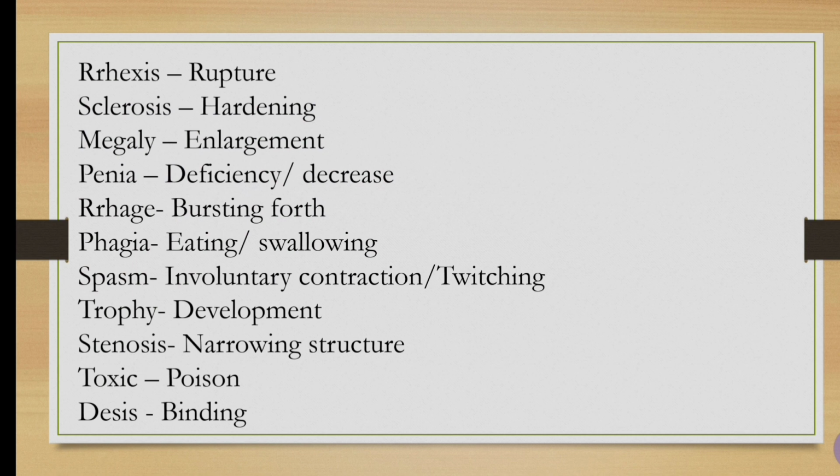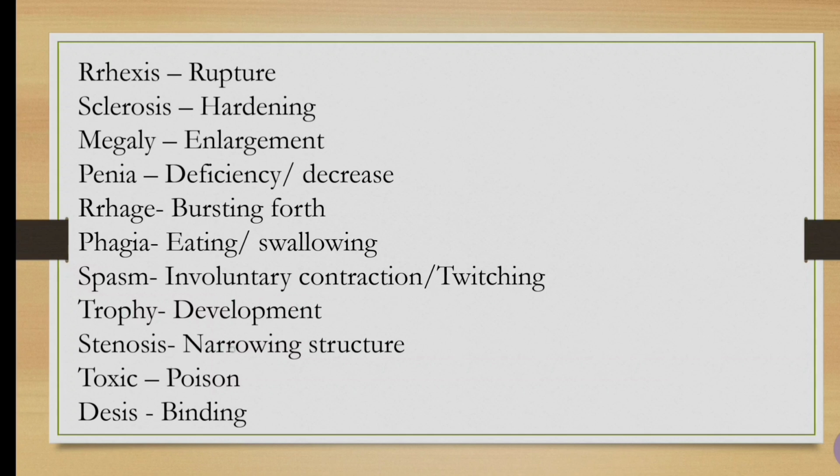Let us see some more suffixes. Rhexis meaning rupture. Sclerosis meaning hardening. Megaly is enlargement. Penia is deficiency or decrease in something. Rrhage means bursting forth. Phagia means eating or swallowing. Spasm is involuntary contraction or twitching.